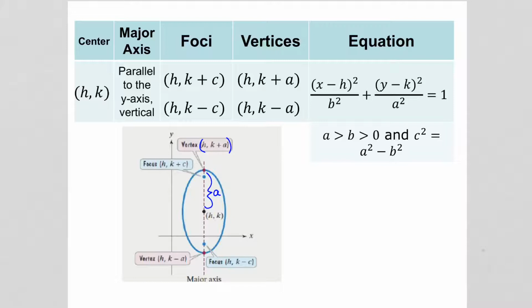Then to find the other vertex, this distance would be b. So we'd have h plus b and then k, because the y value would be the same. And then for c, the x value is the same, but you add c to k to get the foci.